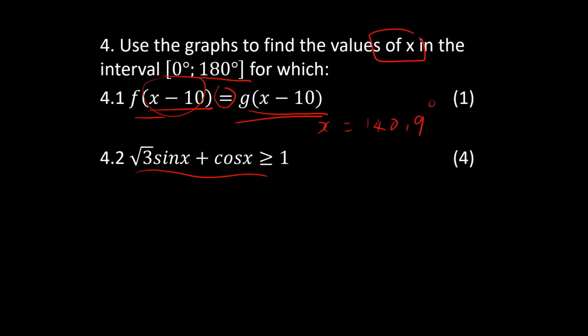Now, before the break, I asked you to think about how you can manipulate the given graphs to get to this inequality of question 4.2. So just to remind you, the inequality was square root 3 times sine x plus cos x is greater than or equal to 1. And of course, we're looking in the interval 0 to 180 degrees. We're trying to solve for x. So where is this greater than or equal to 1?